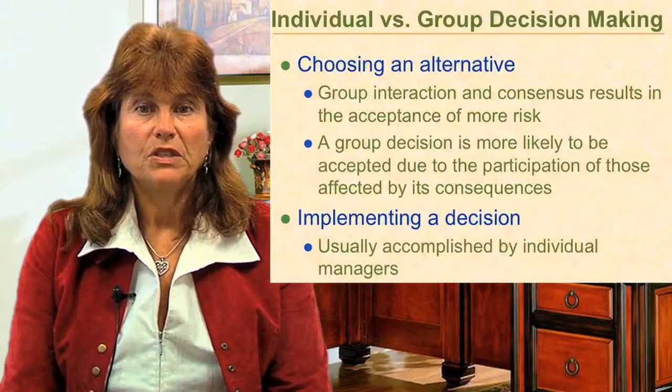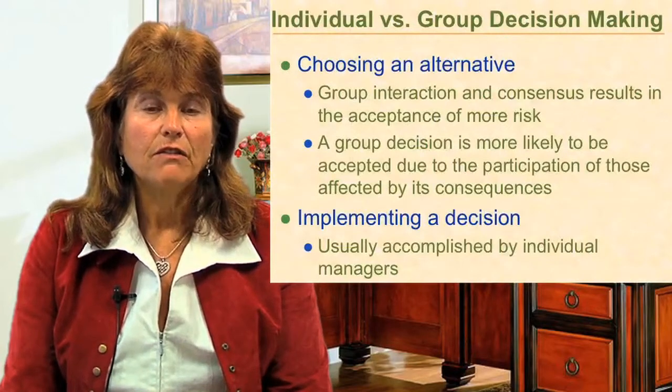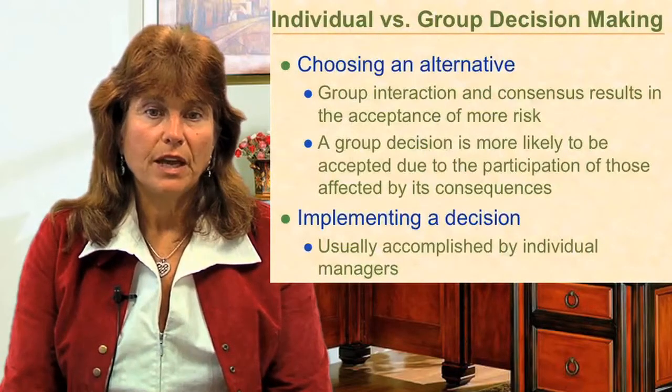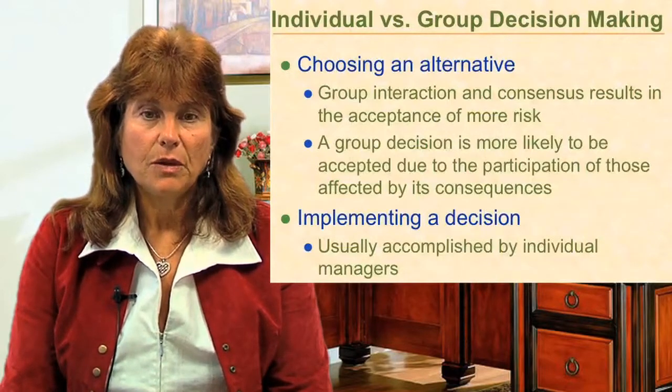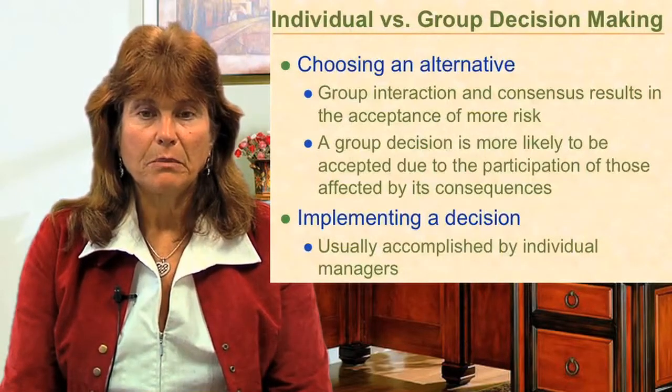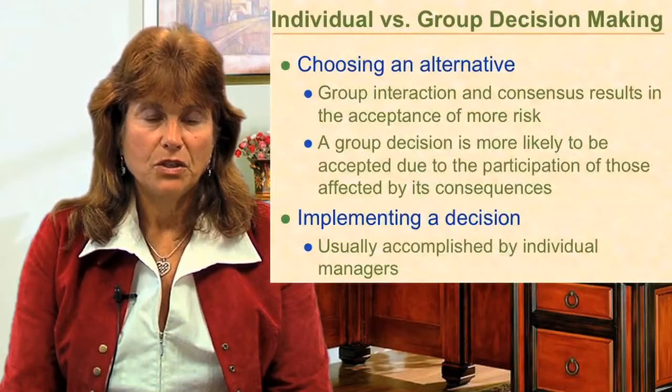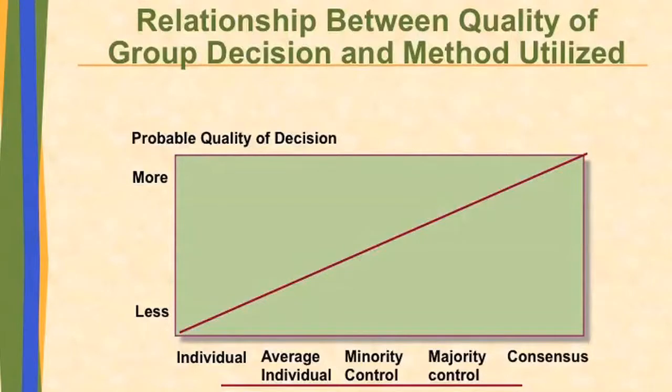risk, and a group decision is likely to be accepted when you have more participation of all those people as members of the groups and those that are affected by the consequences. However, when you do implement a decision, it is usually implemented by an individual manager or leader in the organization. If you take a look here at the relationship between the quality of the group decision and the method used, you can see that when we have a consensus, the probability of the quality of the decision is higher.